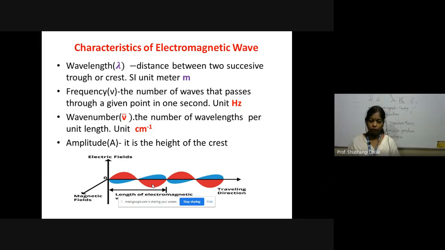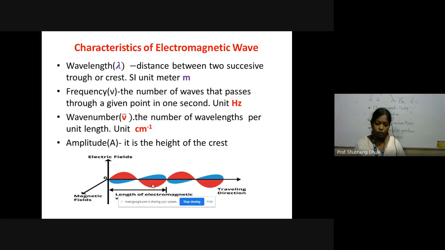So what is the wave number? The definition is the number of wavelengths, not waves, per unit length. So per unit length means in 1 centimeter or 1 meter, how many wavelengths are possible is called the wave number. The unit of wave number is per centimeter, inverse centimeter.